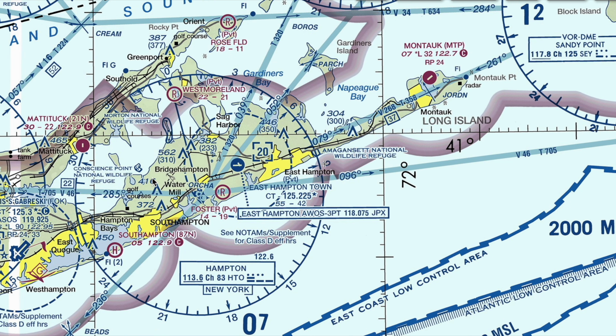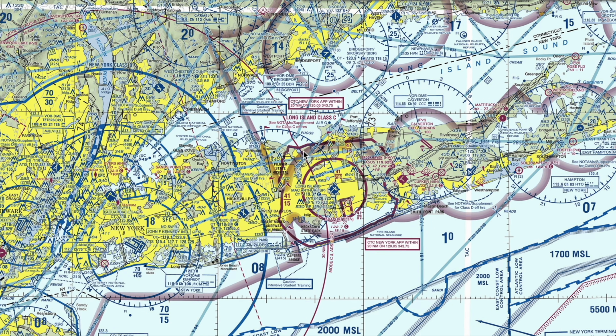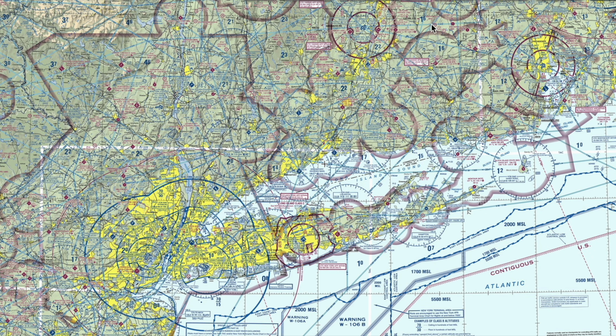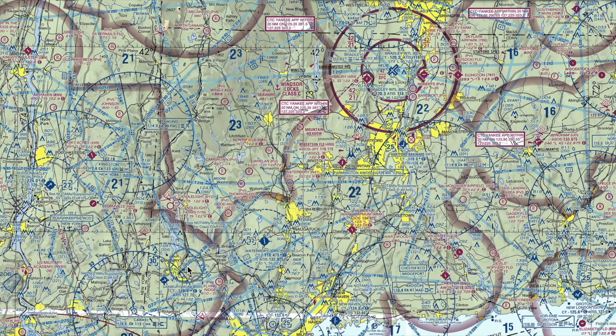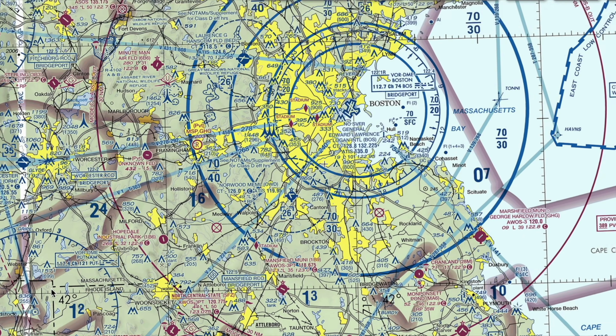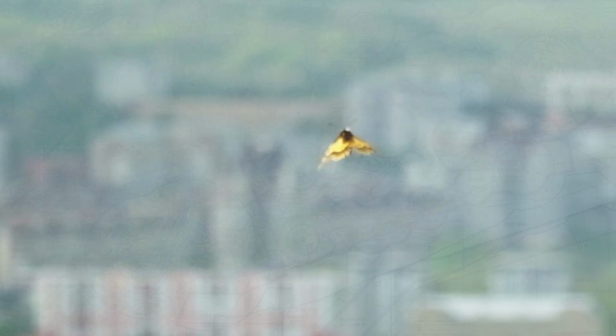Now, something that I know you've already noticed but you're probably not aware of is the yellow colors on a sectional chart. What do they mean? Well, when you see yellow, that means that there are buildings, homes, cars, roads, people, pets. These are populated areas, and you need to be aware that most airports are usually in areas where people live.